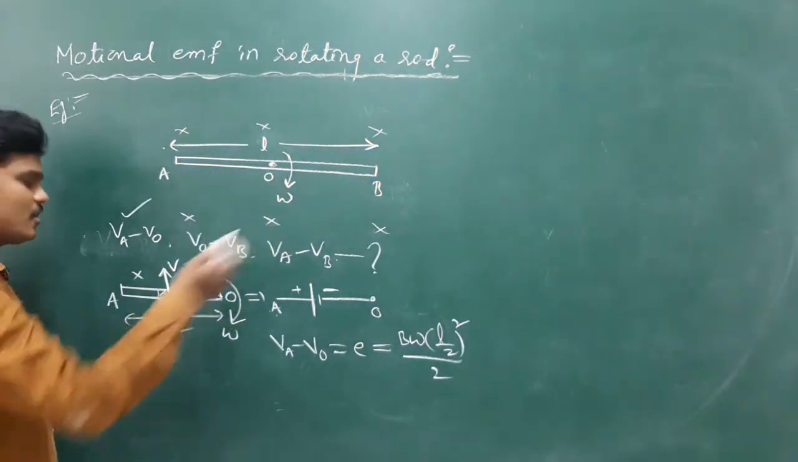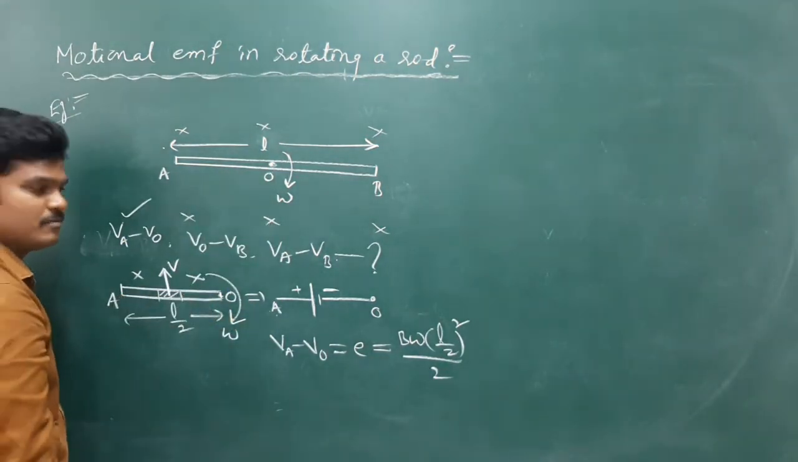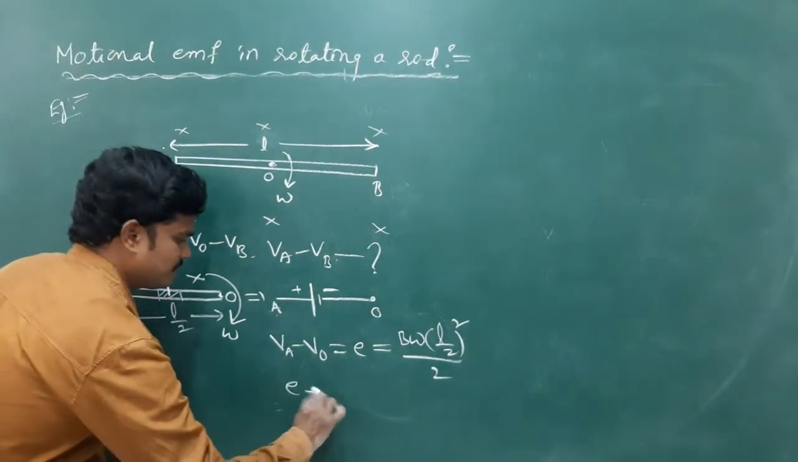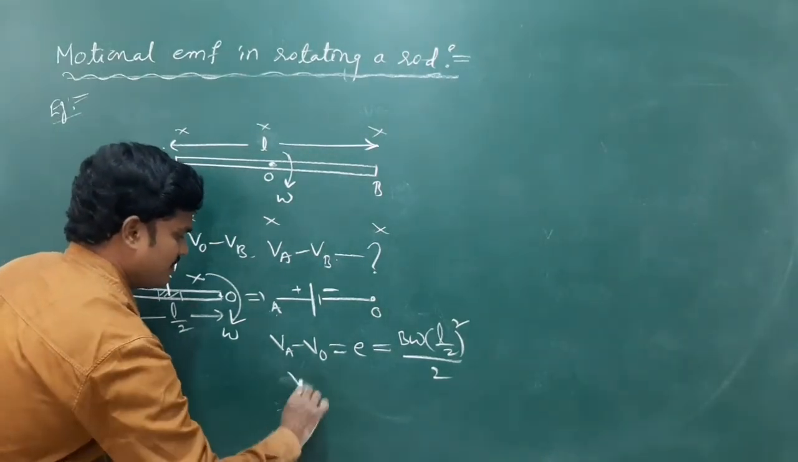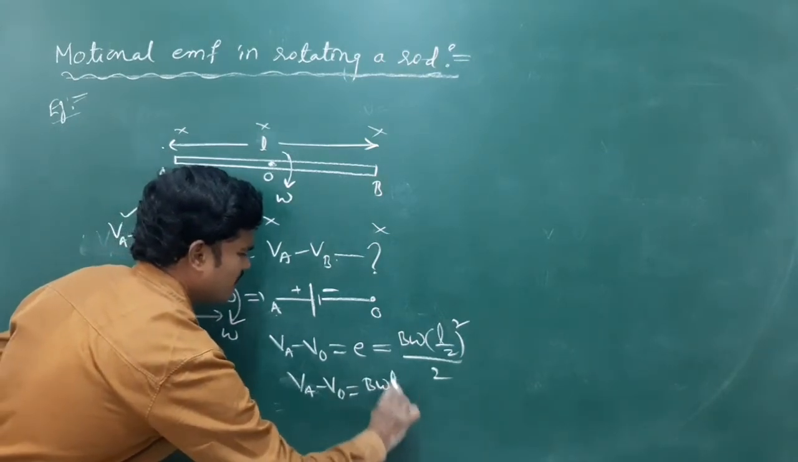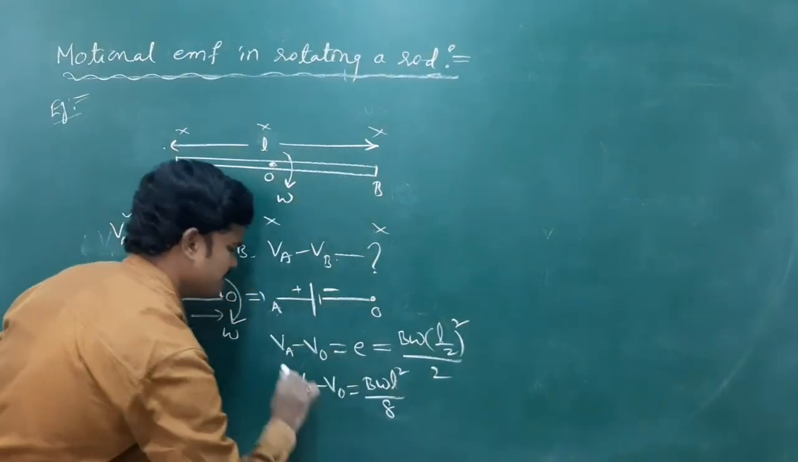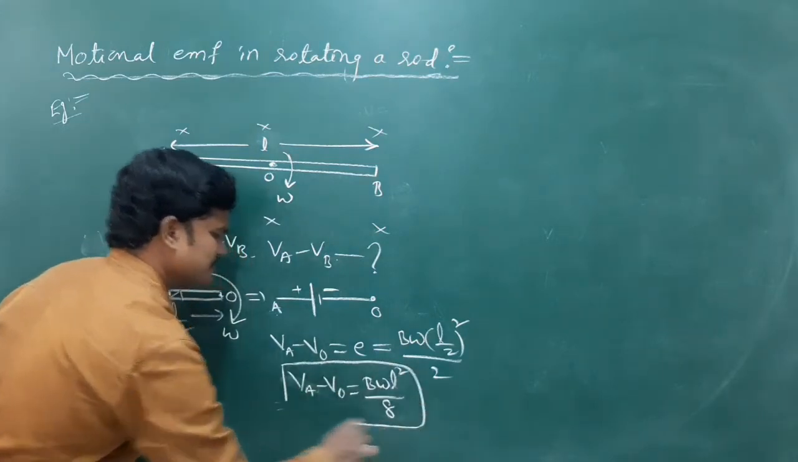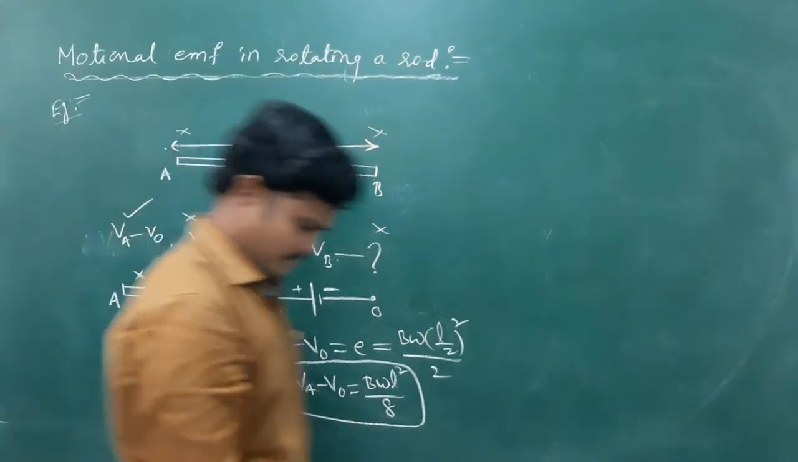Because it is B omega L square, how much is L? L by 2. So the EMF is VA minus VO, which is B omega L square by 8. Now find the other one.